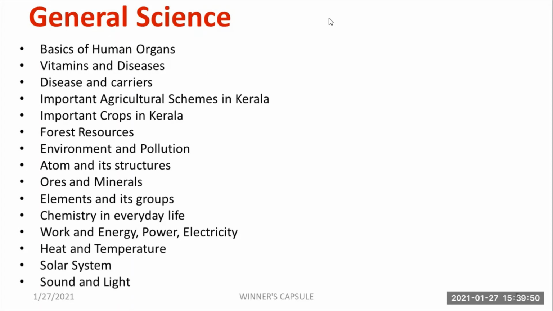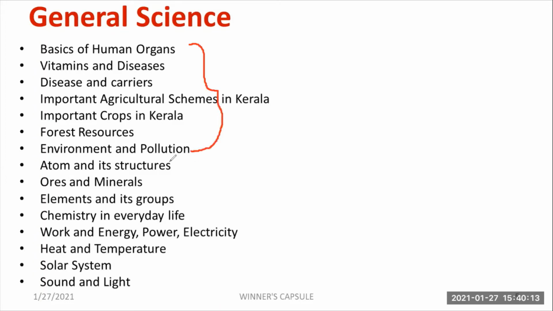Everything we cannot study, that is true. Regarding general science: basics of human organs, vitamins and diseases and cures, then important agricultural schemes, important crops in Kerala, forest resources, environment and pollution. Then this is regarding the biology part. These are the biology topics. You can refer to the 10th standard biology.